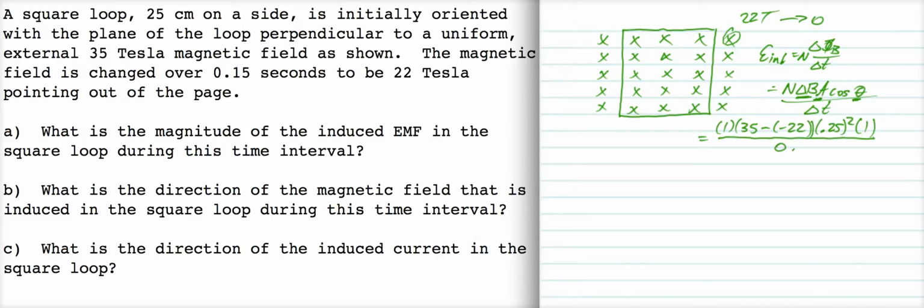And then we divide by the time interval, which is 0.15 seconds. So that gives us 23.75 volts, which we round off to 24 volts.